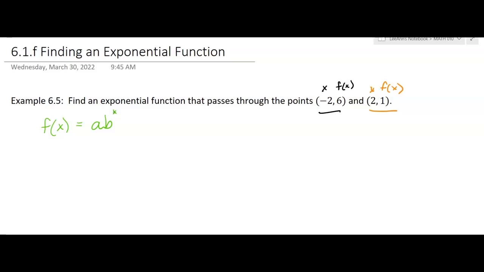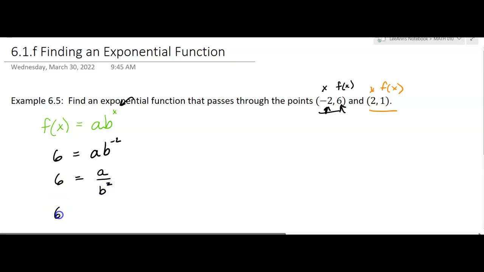For the first one, I'm going to take -2 and plug it in for x, and then take 6 and plug it in for y. So I'm going to get this equation: 6 equals a b to the -2. Now that I can work with. I can say 6 equals a over b squared. Multiply both sides by b squared, and I get 6 times b squared equals a. That's good. Hold on to that piece of information.